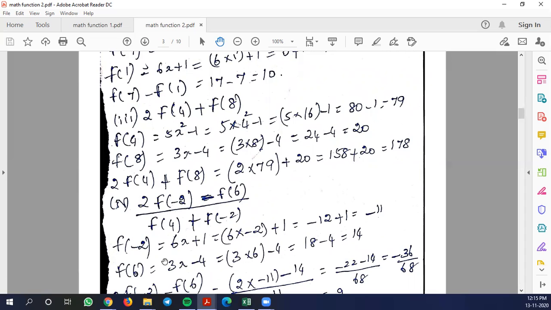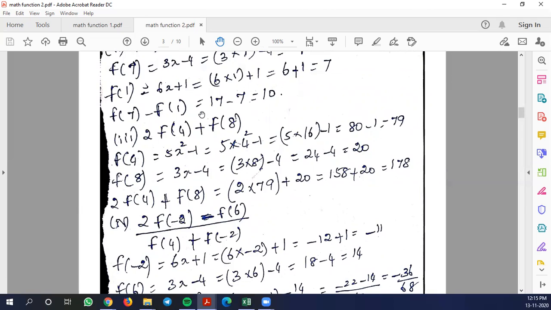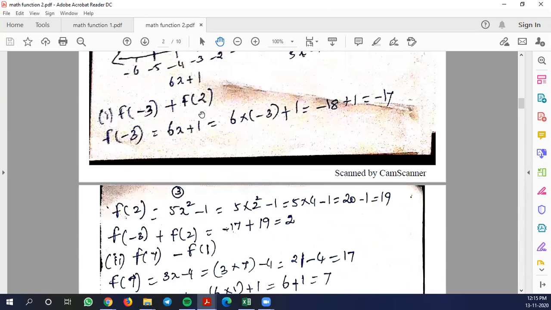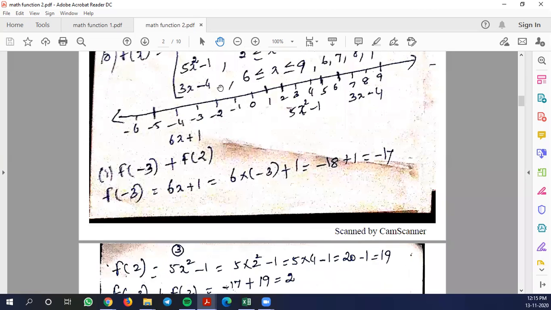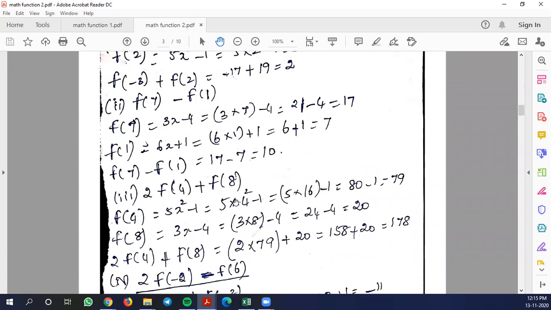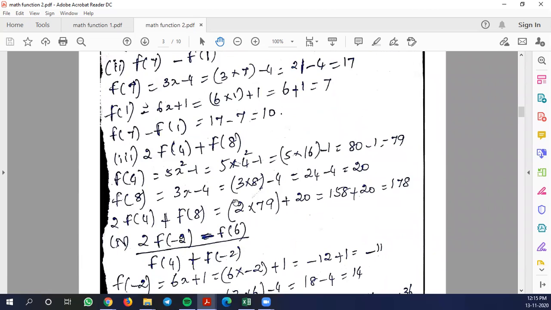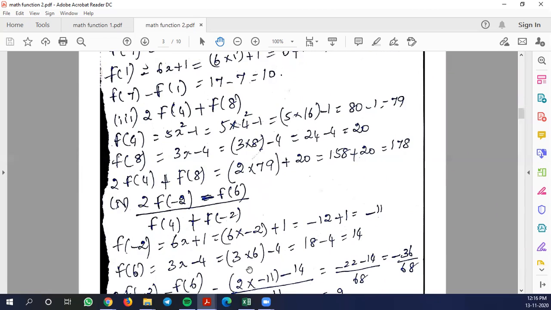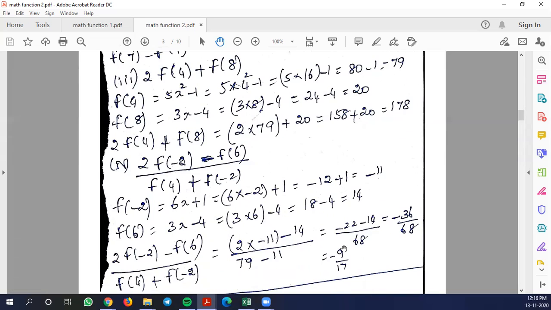f of 6. f of 6 comes under the second one. So f of 6 comes under the fourth one, no? Third one. Here, we'll see. Here only 6 comes, yes. So it is 3x minus 4. So 3 into x is 6 minus 4. 6 threes are 18 minus 4, it is 14.